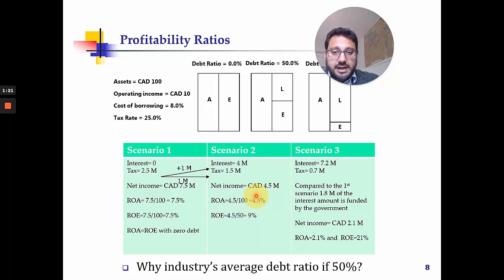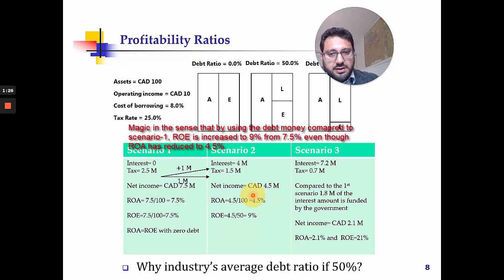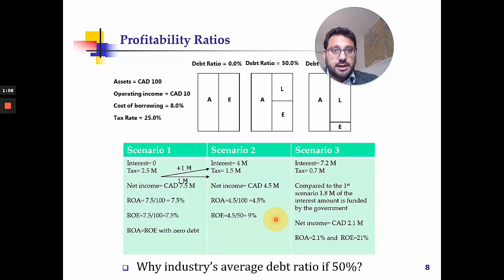So look over here, the magic. The return on asset is 4.5%. Obviously, we have increased the payment under the head of interest, but we also use 50 million of debt to finance our assets. So 50% of the assets are financed by debt. Even with that, ROE, the return on equity, is 9%. So this is the magic. We are using other people's money to increase the return of the shareholders. Shareholders are interested in a high ROE, so this is an excellent situation.